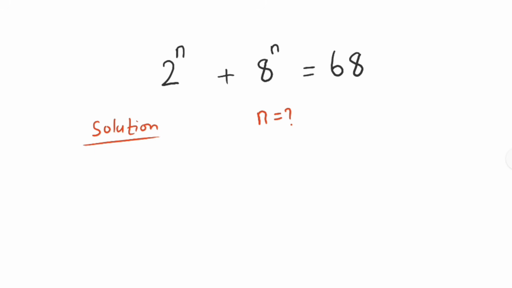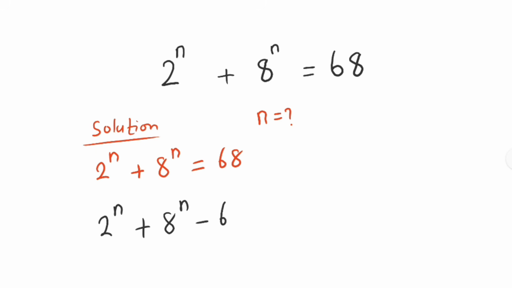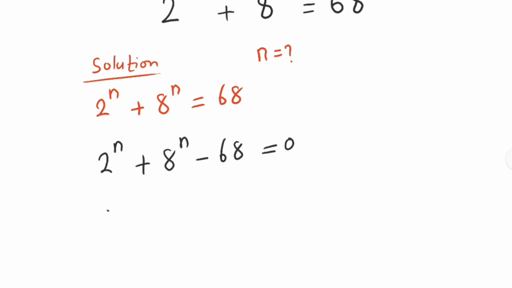Then we have the given equation 2 raised to power n plus 8 raised to power n is equal to 68. This is 2 raised to power n plus 8 raised to power n minus 68 is equal to 0. Then 8 raised to power n can be written as 2 raised to power 3, to the power of n, minus 68 is equal to 0.